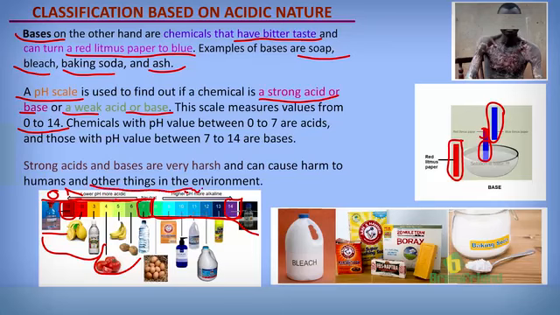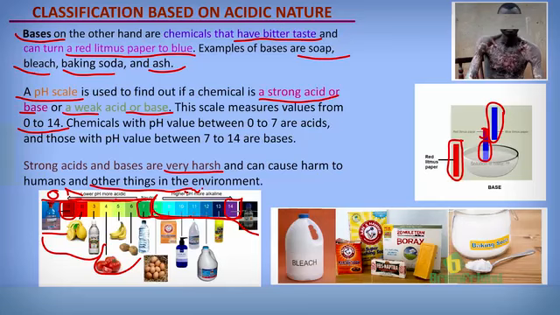So from the pH scale, we know that pH values lesser than 7 are for acid chemicals, and numbers greater than 7 are for chemicals that are bases. Strong acids and strong bases are harsh. They are very harsh, and they can cause harm to humans and to our environment. They can destroy substances and even cause different types of harm.